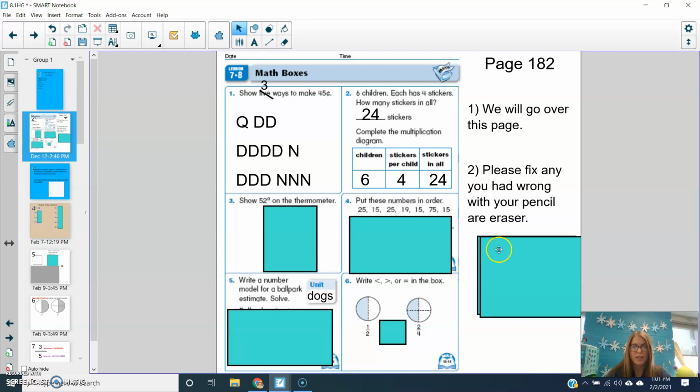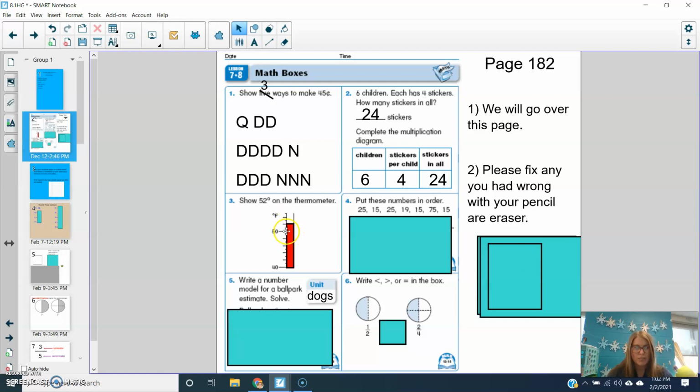For question number 2, 6 children, each has 4 stickers. How many stickers in all? So I finished my diagram. I put in 6 children, 4 stickers per child to give me a total of 24. And for this problem, I chose to do repeated addition. So I know that 6 plus 6 equals 12, and I know that 12 plus 12 equals 24 to get my answer.